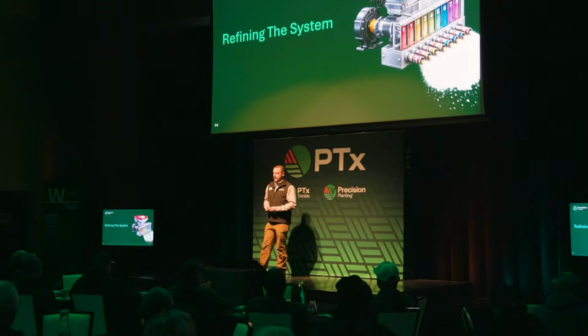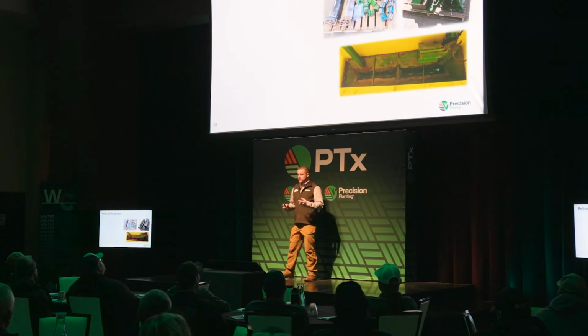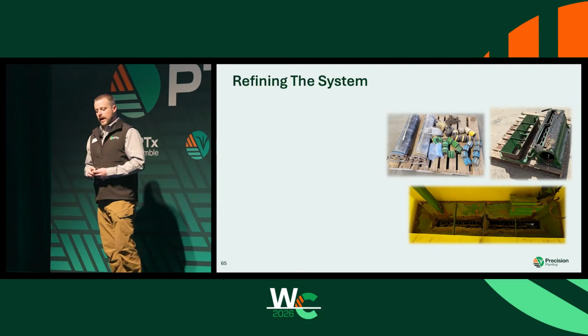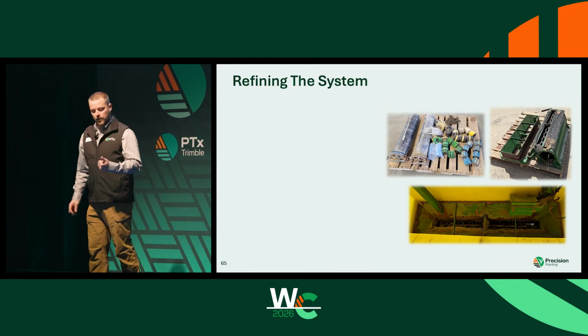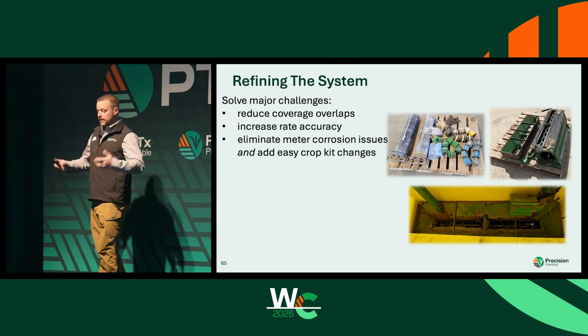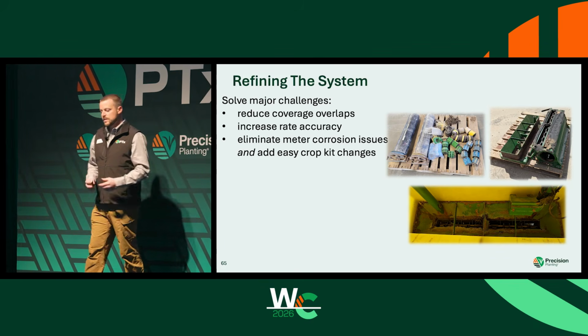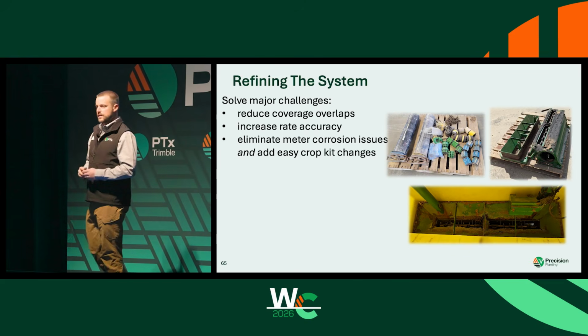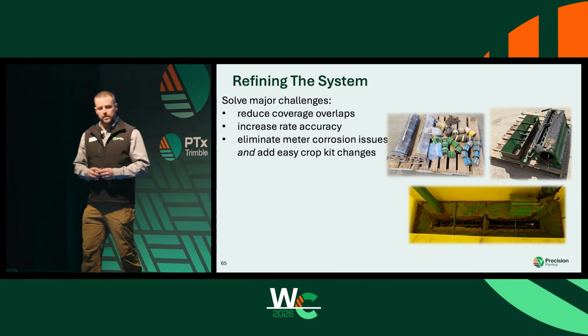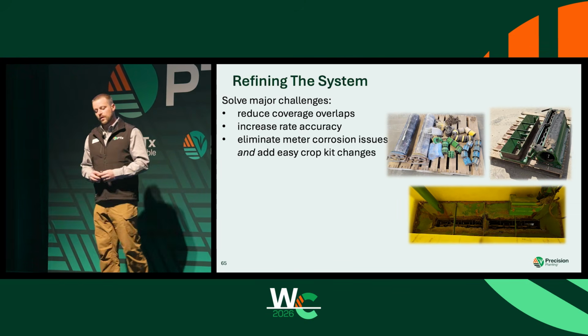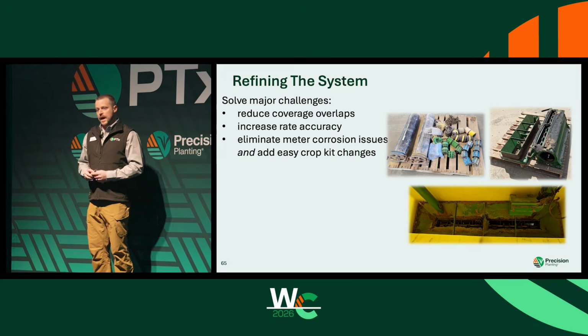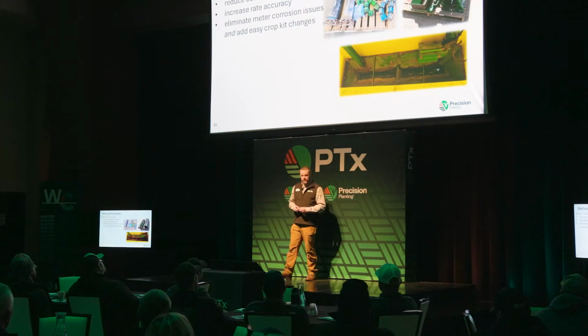So when we think about refining the system, there's some challenges that we wanted to overcome, challenges that we know you guys want to overcome, and that is we want to reduce coverage overlaps. And we want to increase rate accuracy, and we'd like to eliminate those meter corrosion issues. There's nothing more frustrating than having a system that doesn't work because we've got fertilizer that's harming it, we've got holes, we've got issues there. So we want to try to eliminate all those things. So exciting today. You guys will be some of the first ones to see it.